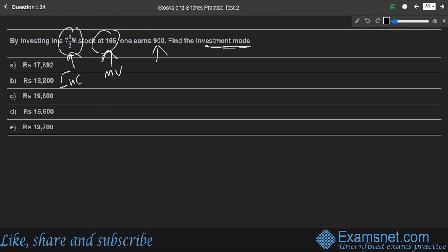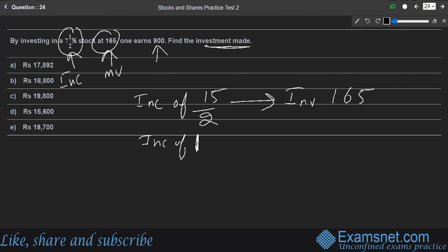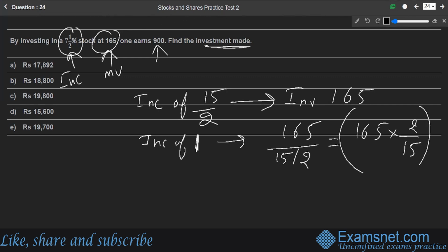So we can clearly write down here: income of 15 by 2 rupees, that is 7.5, is received when you invest how much? When you invest 165 rupees, because the market value of each share is 165 rupees. So income of 1 rupee will be fetched when you invest how much? 165 divided by 15 by 2. Now, this can be written as 165 into 2 by 15. This much investment is required.